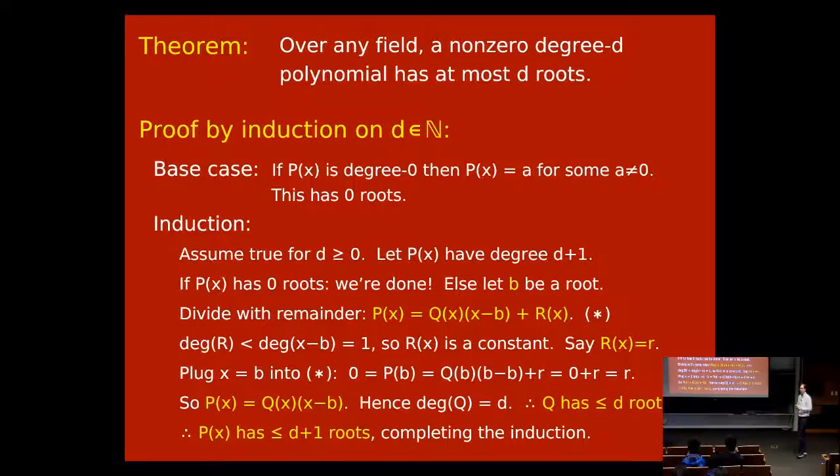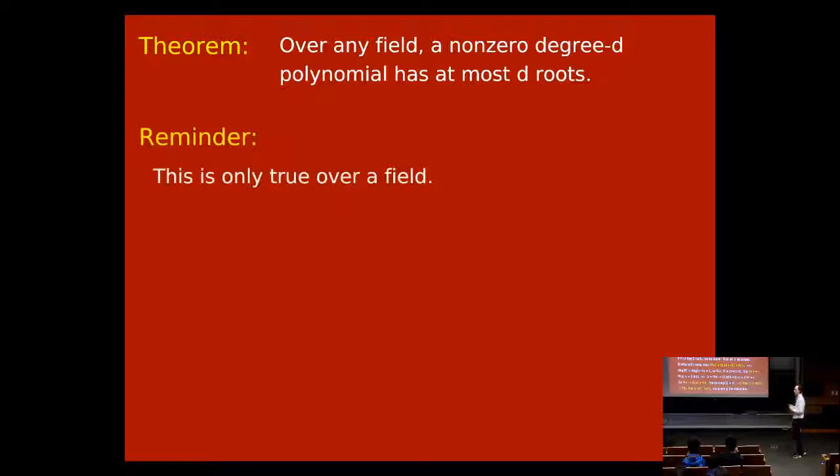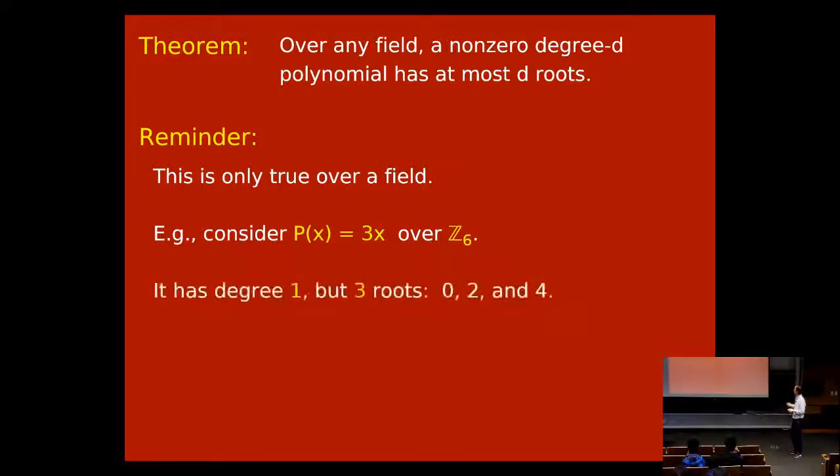Any questions? OK, so as a reminder, this is only true when you're talking about polynomials with coefficients in a field. For example, you could write down this polynomial, but suppose its coefficients are mod 6, which is not a prime, so this is not a field. This is degree 1, but it has 3 roots, 0, 2, and 4. All make this evaluate to 0. So that's just a little warning.